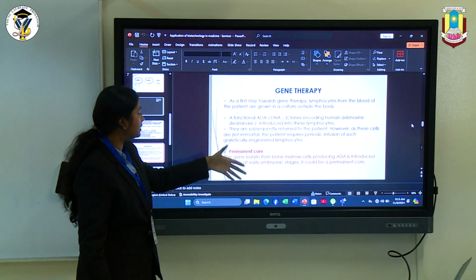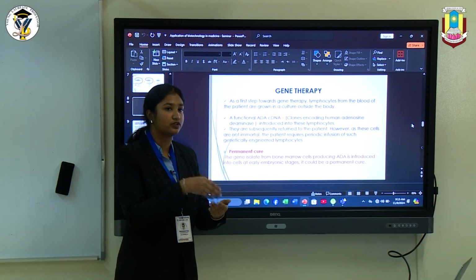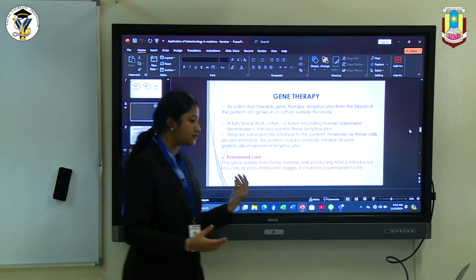But gene therapy can be a permanent cure if it is done at the early embryonic stage, like at the 2-cell or 3-cell stage. It is easier because the number of cells is very minimal.